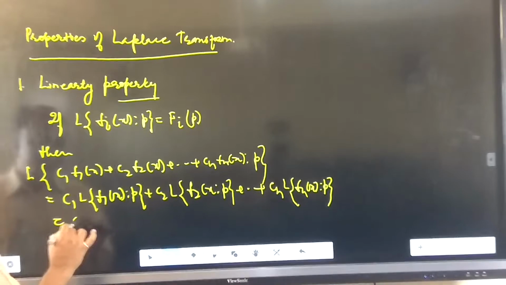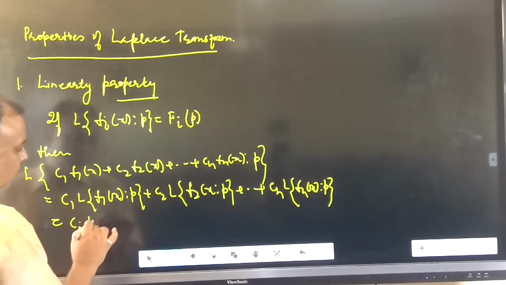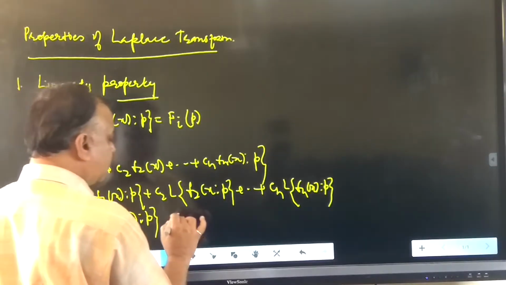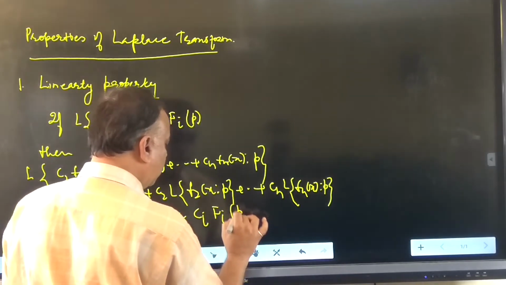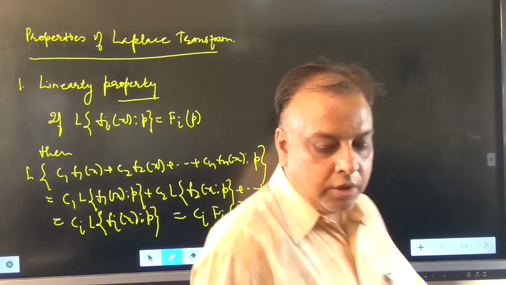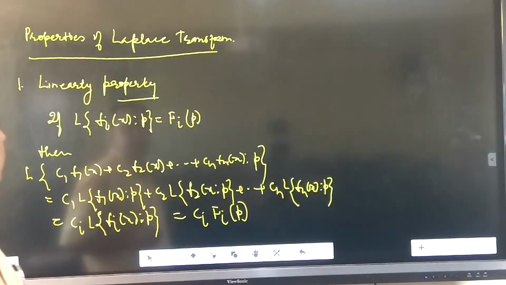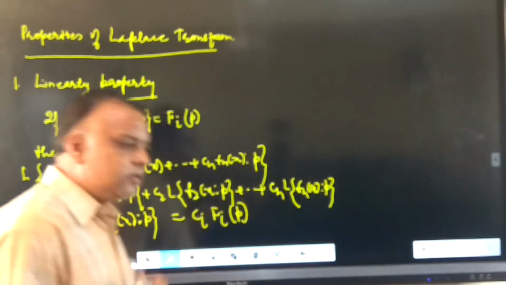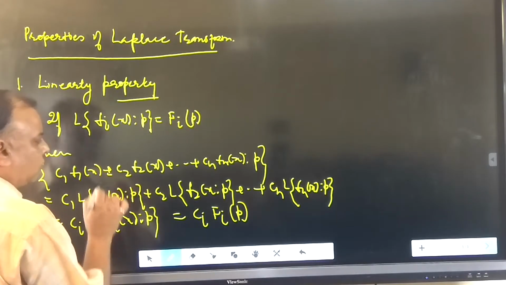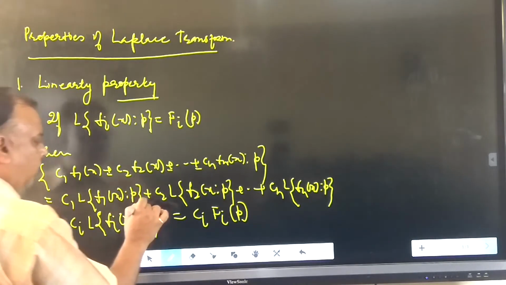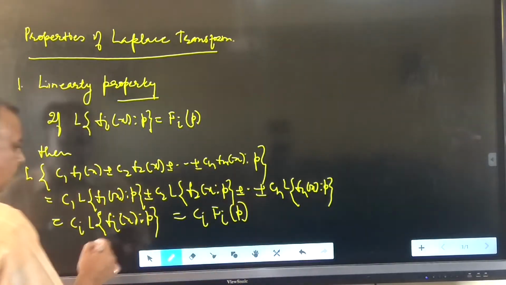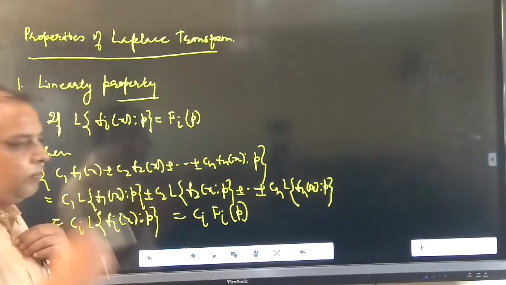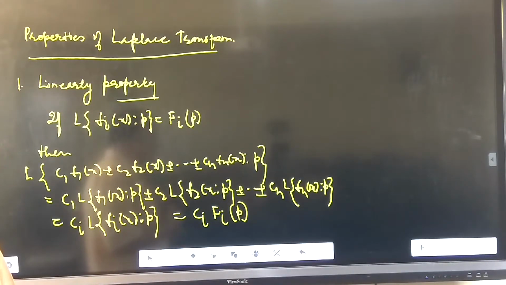And this can be written as the sum of ci times the Laplace transformation of f_i(x) with respect to parameter p, which we can write as ci f_i(p). By using this property, which is known as the linearity property, we can find the Laplace transformation of functions, and we can also write this with a minus. We can find the Laplace transformations of functions which are the sum or difference of two functions or many more functions. So this is known as the linearity property.